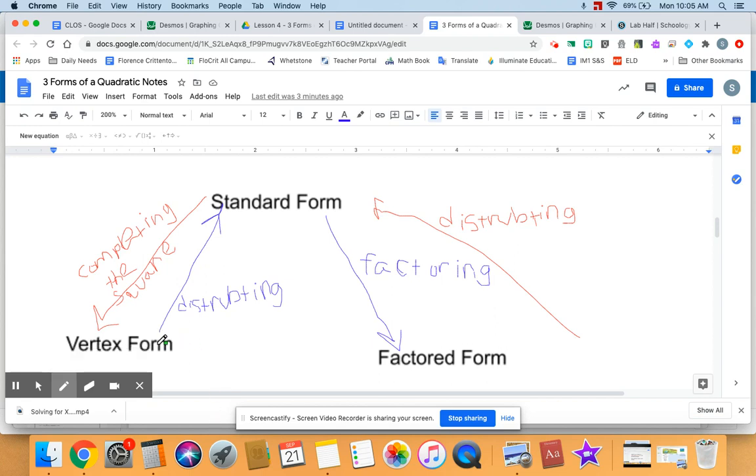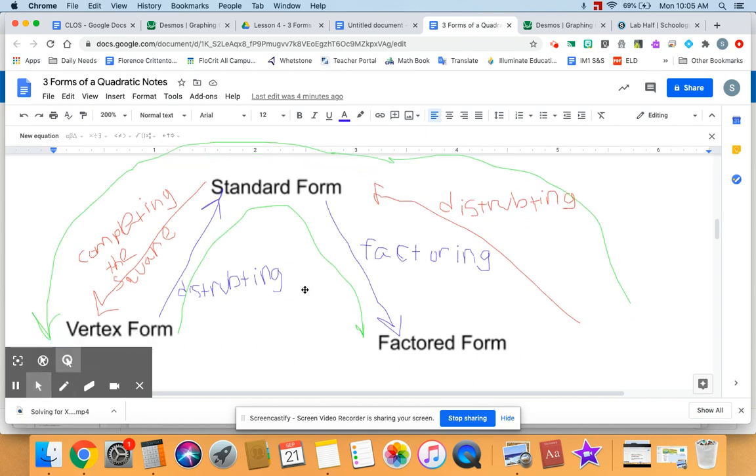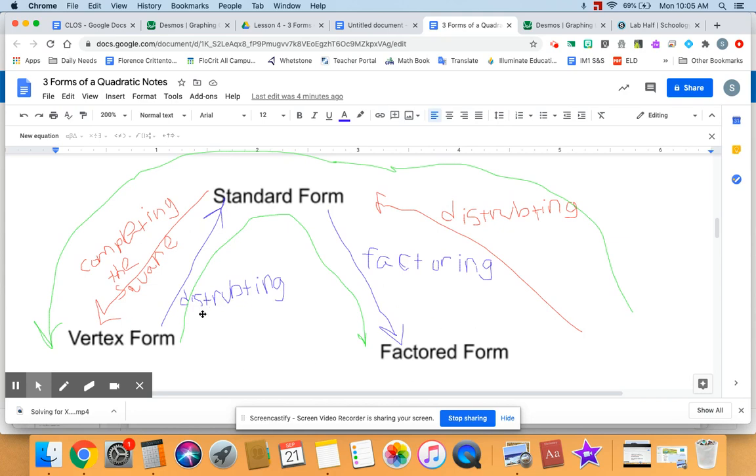So then if I wanted to go from vertex to factored form, there is no process. You would just have to follow the blues. You would first have to go from vertex to standard by distributing, then standard to factored by factoring. And that's the only way to get from here to here. Same thing if I wanted to go from factored form to vertex. There's no process. I would just have to go around. I have to start with distributing into standard and then go from standard to vertex form by completing the square. But you're still expected to be able to go between all of these eventually.